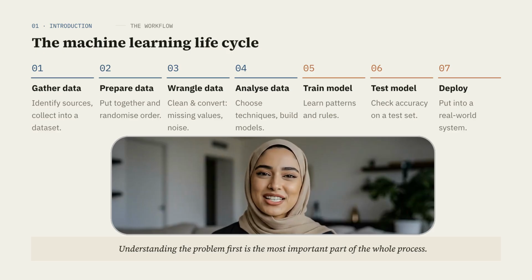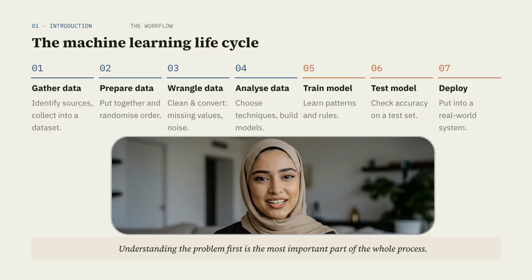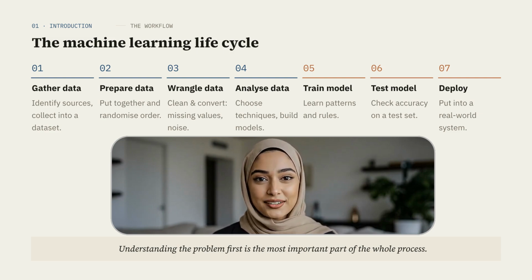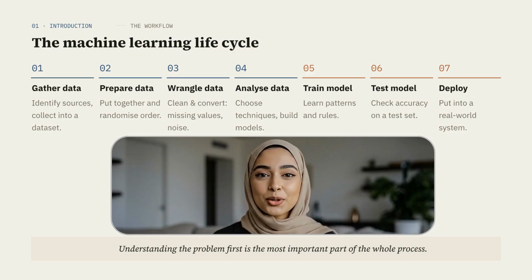The machine learning lifecycle has 7 stages: gather data, prepare it, clean or wrangle it, analyze, train, test, and finally, deploy. Remember, understanding the problem is the most crucial part of this entire process.